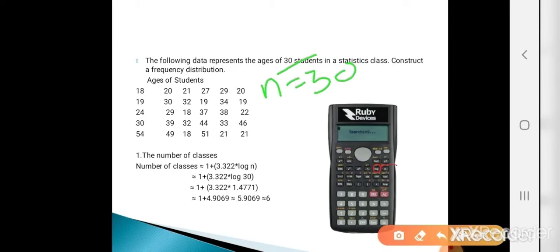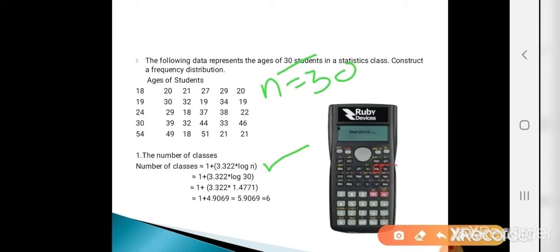Okay, so the first step is to calculate the number of classes. According to Sturges' rule, what is the formula for calculating the number of classes? Number of classes is approximately equal to 1 plus 3.322 into log of n, where small n is the number of observations. So n is equal to 30. Just put the value of n equal to 30. So 1 plus 3.322 into log of 30.